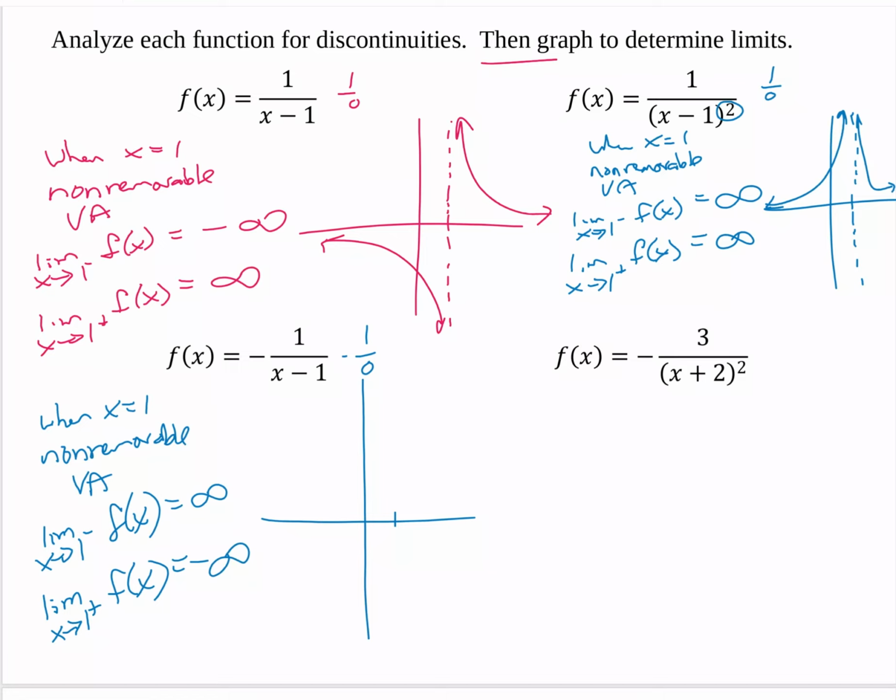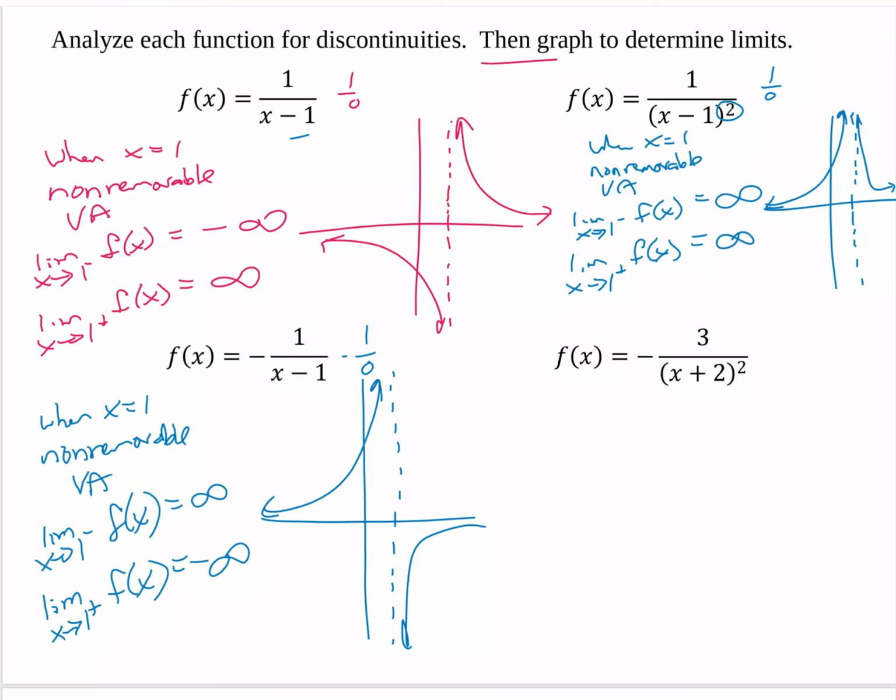Our vertical asymptote is at 1. As we approach from the negative side, it goes to positive infinity. And from the positive side, it goes to negative infinity. So what happened to this graph compared to the one up here? It reflected across the asymptote. Reflected across the origin? No, the x-axis. Right, it's the x-axis. I can see it now.